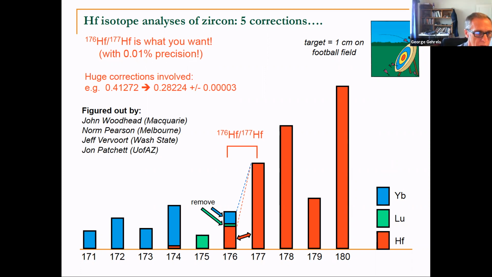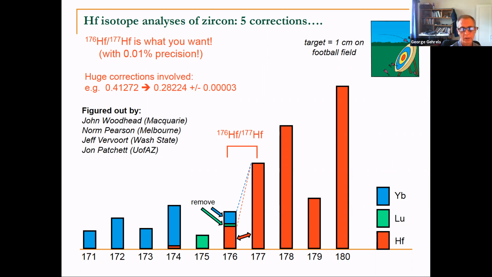And we have to do these corrections really, really precisely. So that's the target on the right. If you do this in terms of numbers, you might measure a value like 0.41272. And you're going to apply these corrections, and you're going to end up with a number like 28224. And that number has to be precise to 0.00003. That's what 0.01% precision is. So you got to do the corrections really carefully.